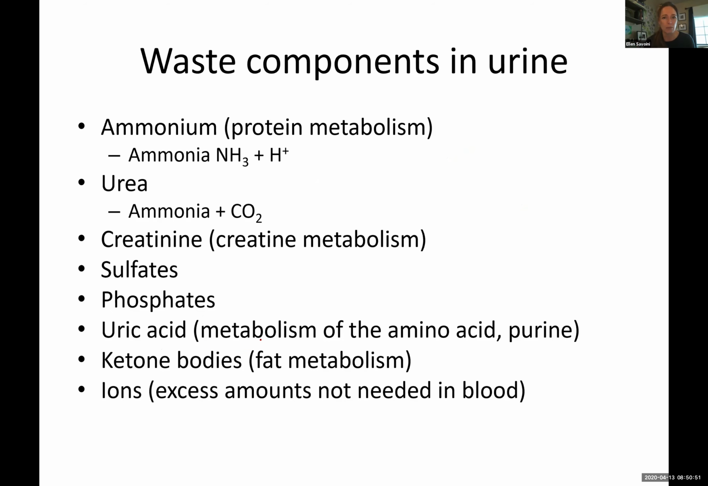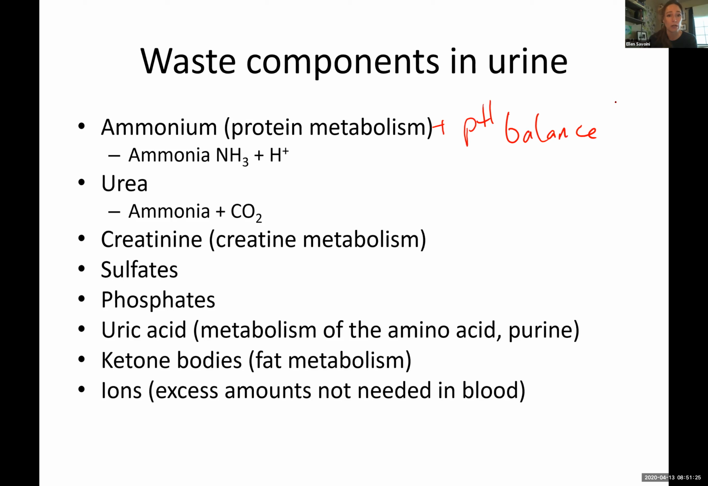What are some of the waste components in urine? Well, we just talked about that. So it's ammonium. We can get ammonium from protein metabolism. Remember the deamination. You're going to turn protein into acetyl-CoA, but you can also get ammonium from other ways. We'll talk about ammonium, we get it from pH balancing too. So protein metabolism and pH balance. We'll see that in the next slide set.